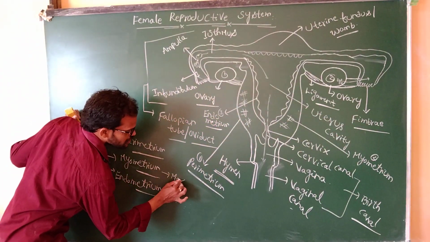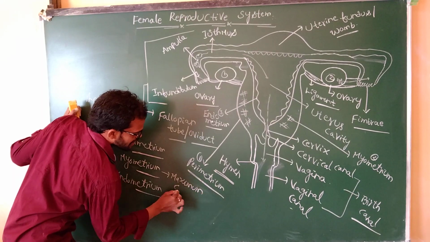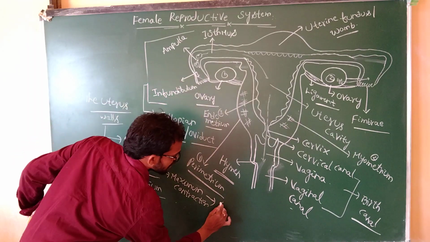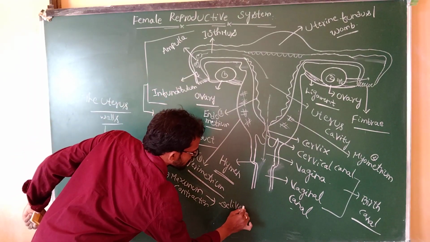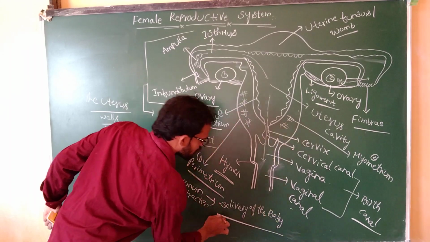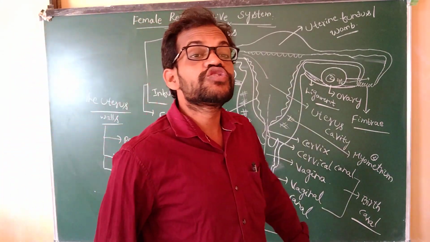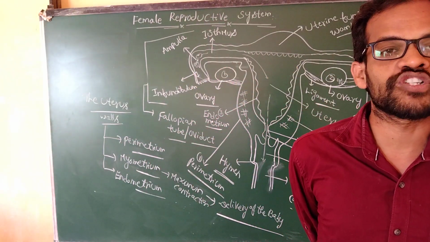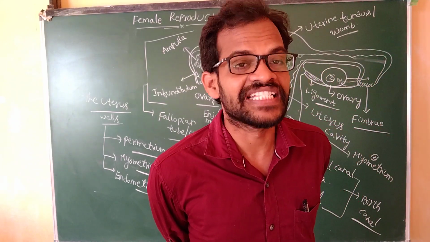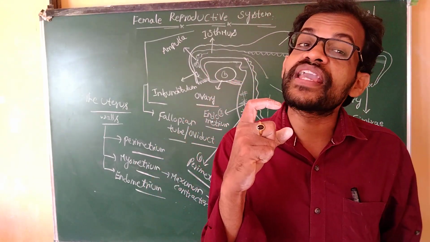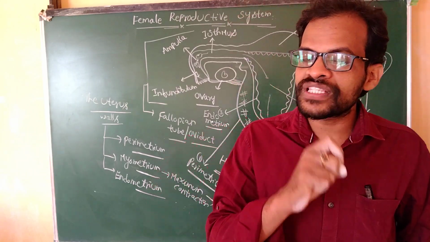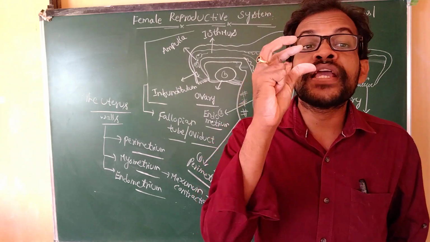At the time of maximum contraction, at the time of the delivery of the baby, which wall layer is responsible for the maximum contraction? Myometrium or endometrium? Endometrium undergoes cyclical changes, with rupturing of the endometrium during the time of the menstrual cycle.